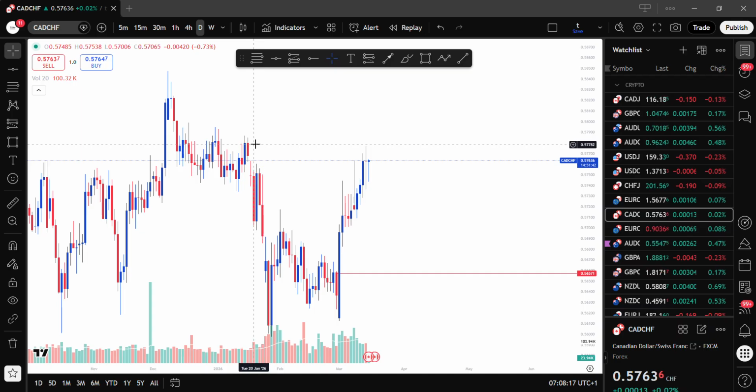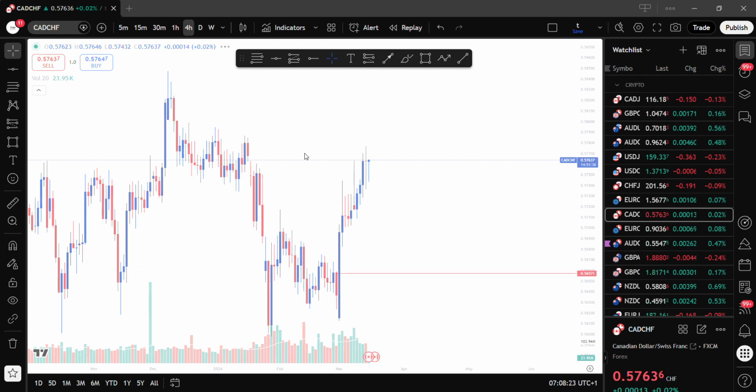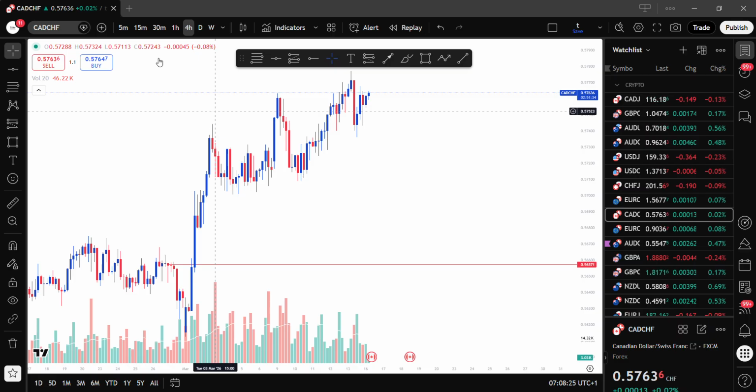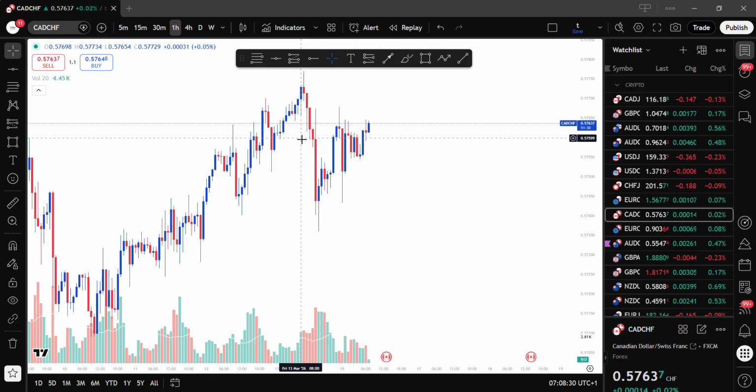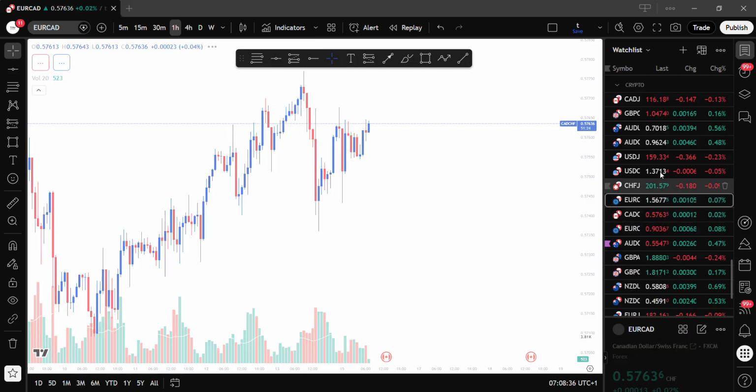And if you come to the CAD CHF daily time frame, you can see this break of structure here. The market is supposed to come down to respect this. If you go to 4 hours, there's no break of structure happening yet on 4 hours. Let's come to 1 hour if you are looking for a sell here. There's a sell happening here. The market respects this order block, but we're not taking it because it's not a good one for us.